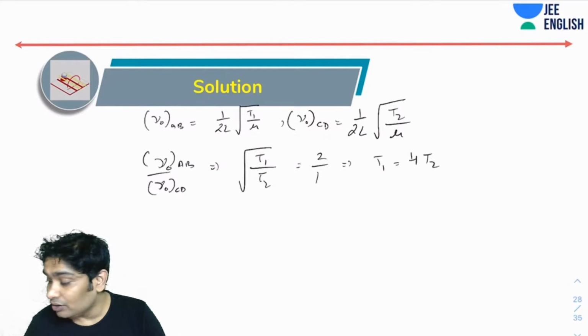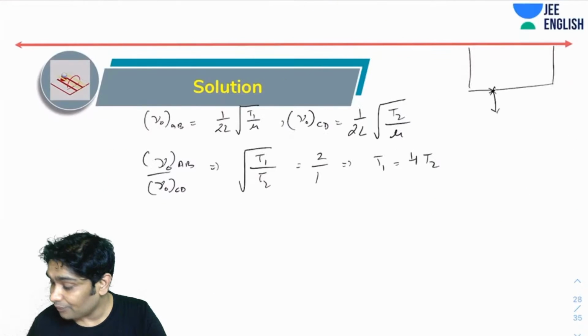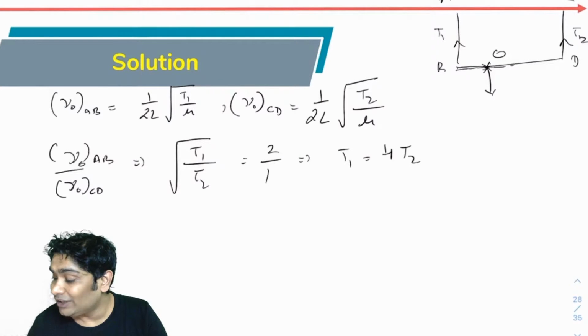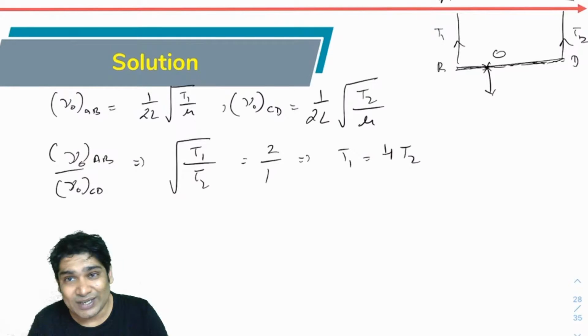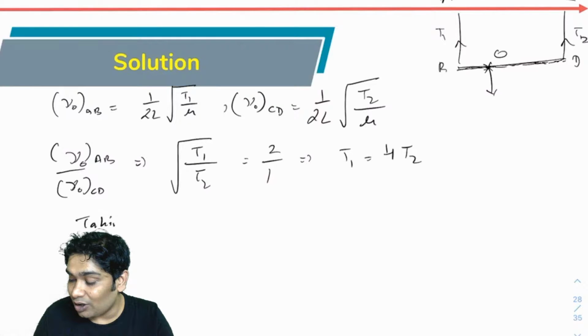Now all I need to do is take the torques about this point. So let's call this point something. If this was A, this was B, this was C, this was D, and the rod was massless, this is T1, this is T2. Let's call this O. So let's take the torques about O acting on the massless rod BD. Since the rod is massless and in equilibrium, the net torque should be 0.